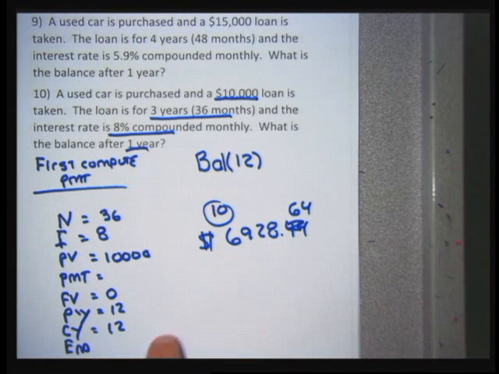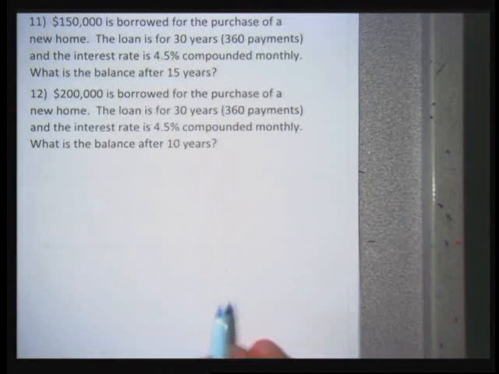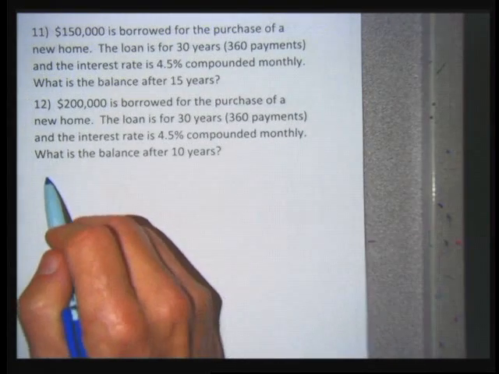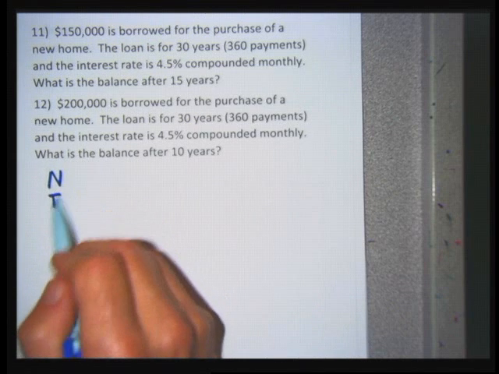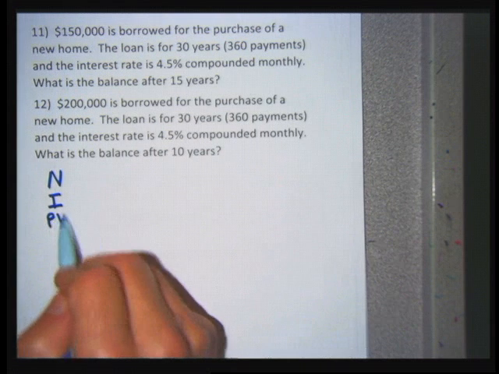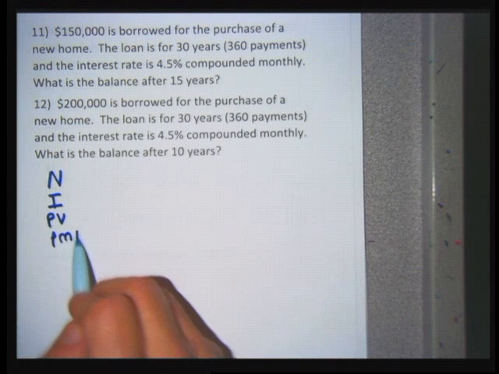11 and 12 should be the same. I think they're with house payments. So I'll do 11, you should do 12. First thing for number 12 I'm going to do is figure out the payment for this loan, and then I can find its balance.